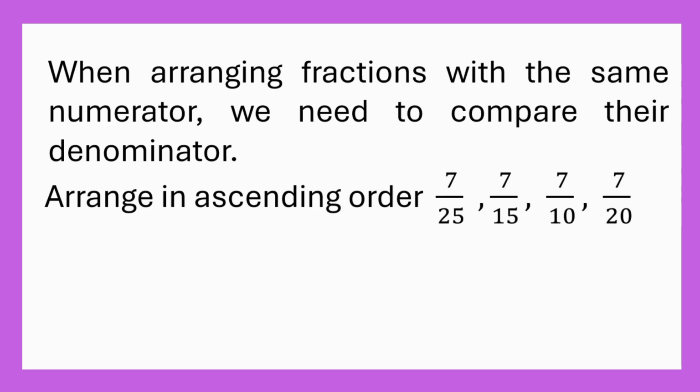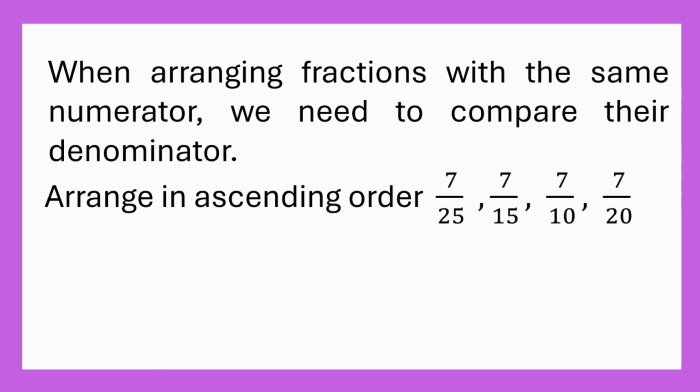So when you are comparing or arranging fractions with the same numerator, check the denominators. The one that has the biggest denominator is the smallest fraction. And so we are arranging in ascending order here, so we're going to start from the smallest to the biggest. The smallest here is 7 over 25 because it has the biggest denominator. The denominator that follows 25 here is 20, so the next will be 7 over 20, followed by 7 over 15, and the biggest is 7 over 10.